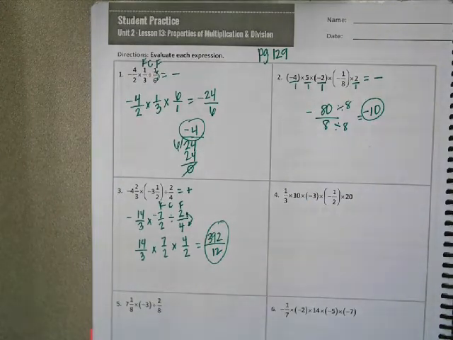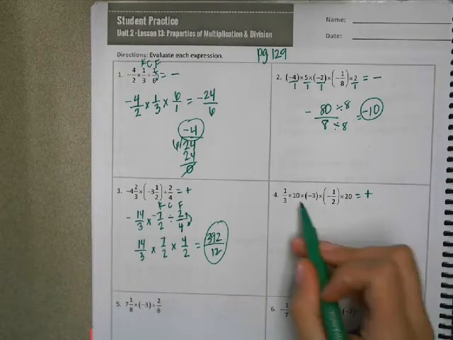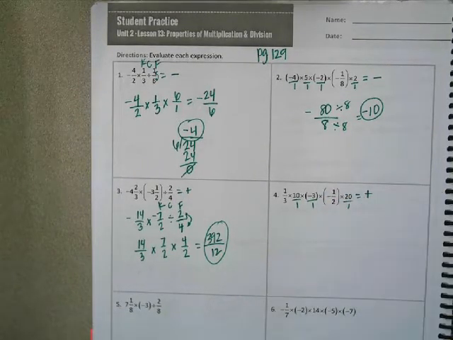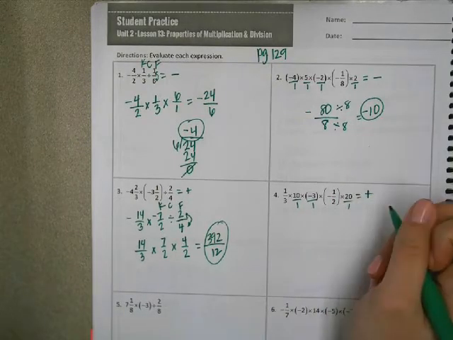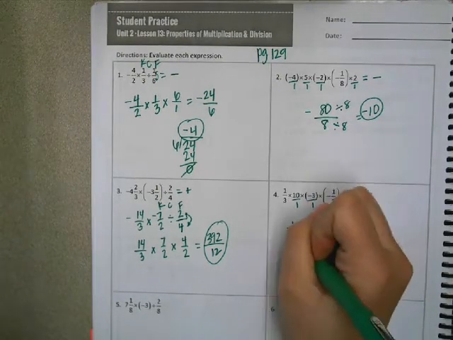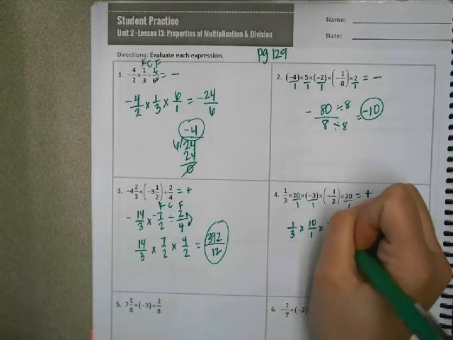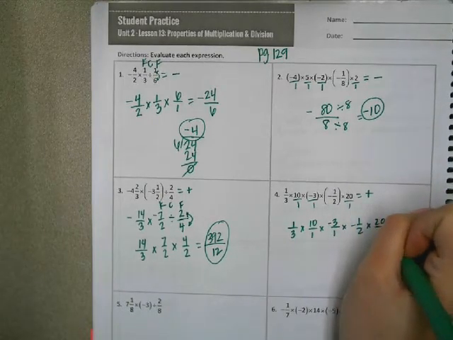The next one, again, count your negatives. So I have 2 negatives, so I know my answer is going to be positive. I have no division in this line. I'm going to write all my whole numbers over 1, and I'm going to just start multiplying straight across. So I have 1/3 times 10/1 times -3/1 times -1/2 times 20/1.